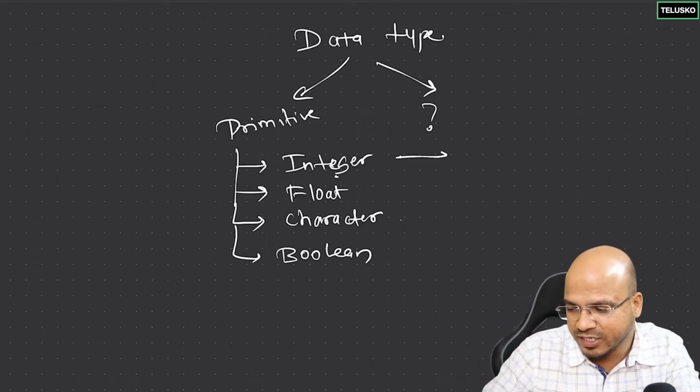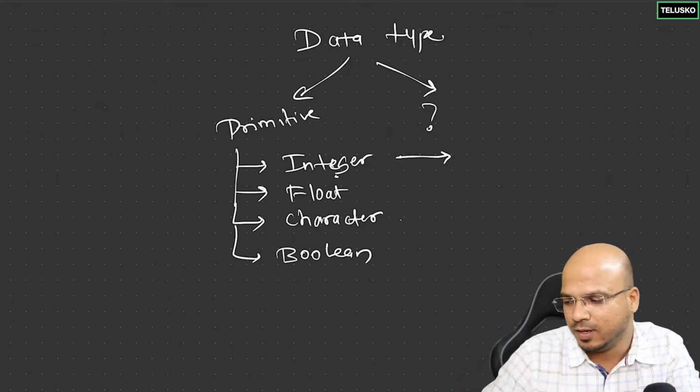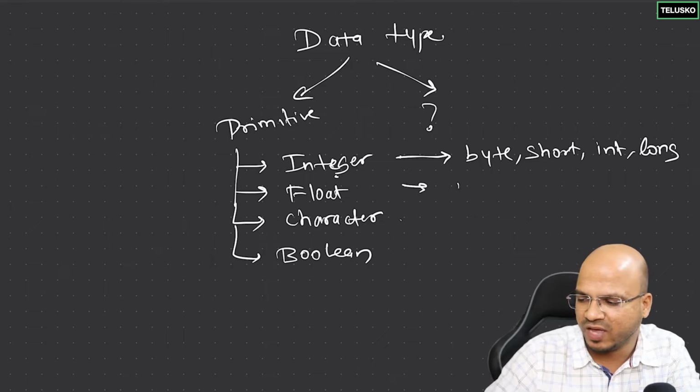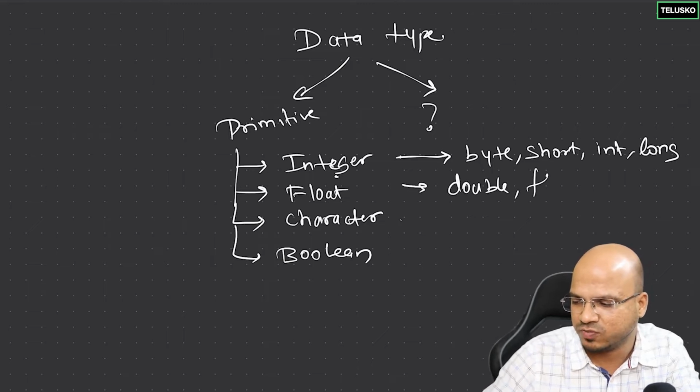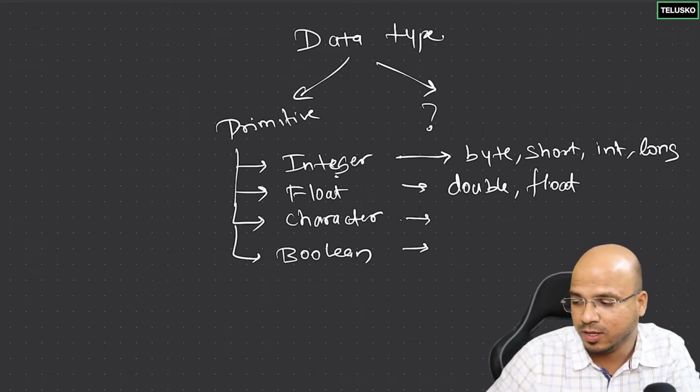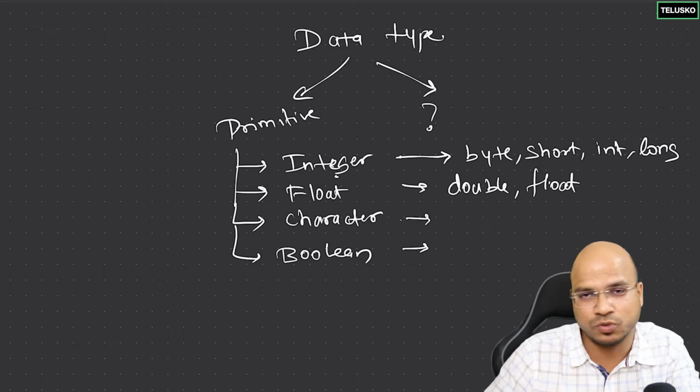Inside integer itself, we have multiple subtypes. We have byte, short, int, and long. For float, we have another option which is double, and of course we have float. Then char is characters, and in characters we can have different types of characters. In boolean, the only values we can have are true and false.